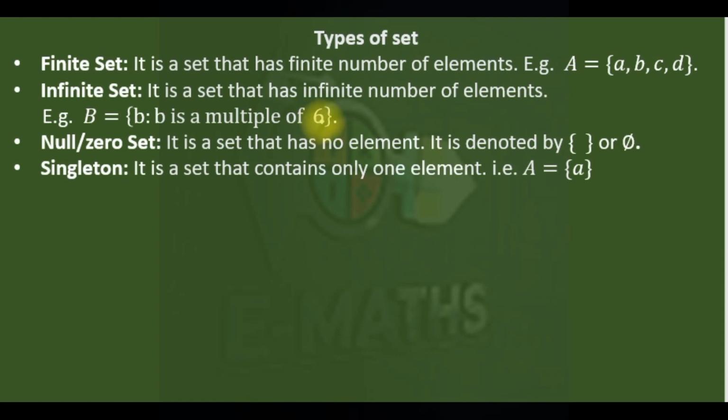So you cannot list. Then we have null or empty sets. A null set is a set with no element. If you don't have any element or member inside, it is denoted by an empty curly bracket or this. Once you see this or this, it means a null set. Then there's what we call singleton. A singleton is just a set with one member, as you can see, one element. So that's what we call singletons.